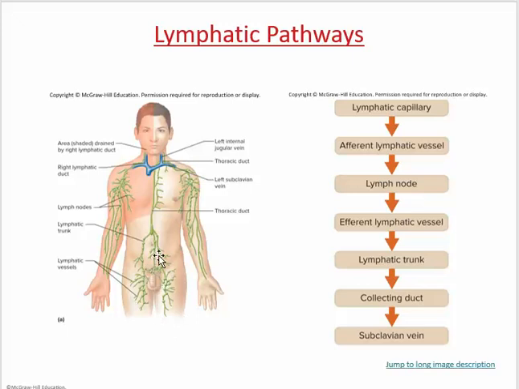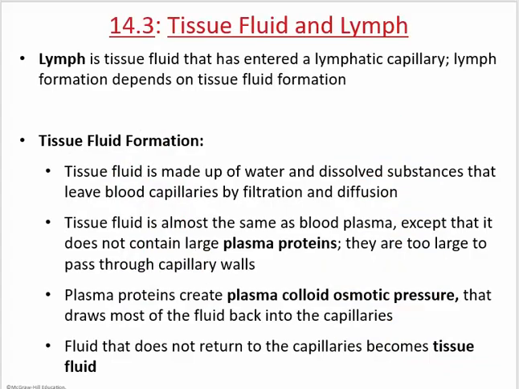The legs, the crotch, the pelvis, the abdomen, the left side of the chest, the left arm, and the left side of the head all drain into the thoracic duct, which drains into the left subclavian vein. So again, lymph is the fluid that's in the lymphatic capillary. It really is just interstitial fluid. It's very similar to blood plasma, but it doesn't have the plasma proteins.